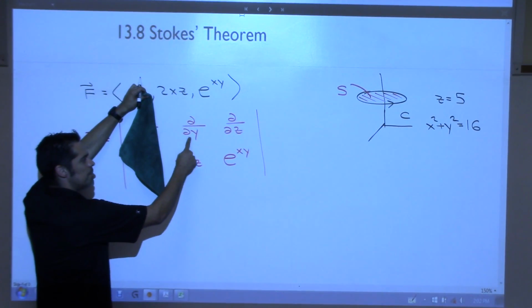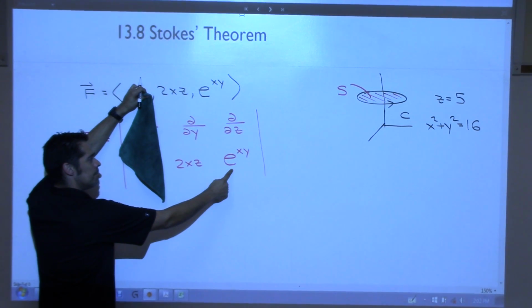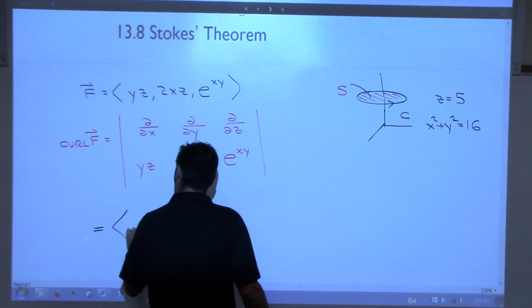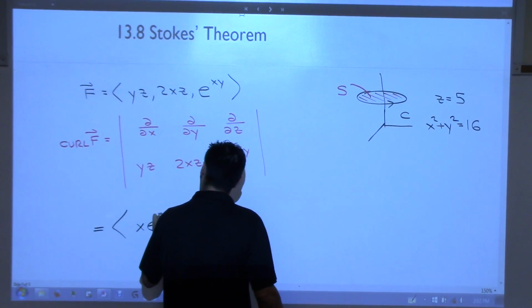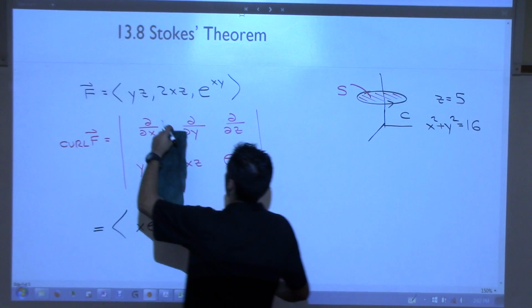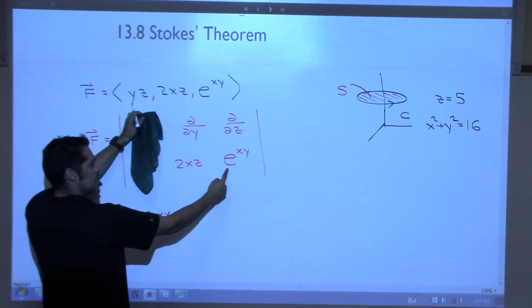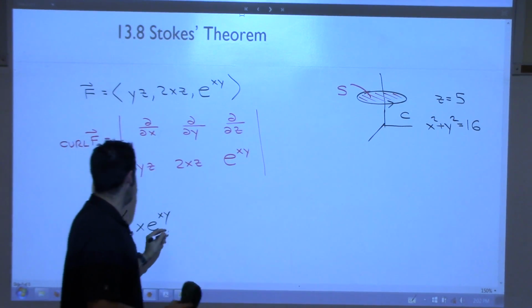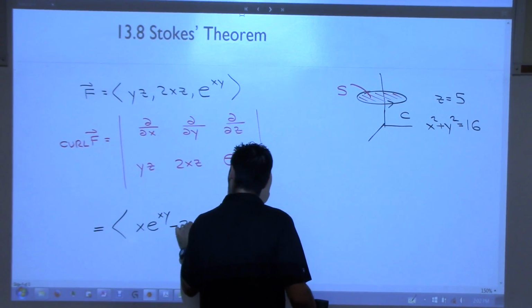So what's the partial with respect to y of this? x e to the xy. X e to the xy. I don't remember that as being my answer. Hold on a second. Okay, no, that's okay. With respect to y, that's this. And then partial with respect to z of this, and it'll be minus, right? Minus 2x.